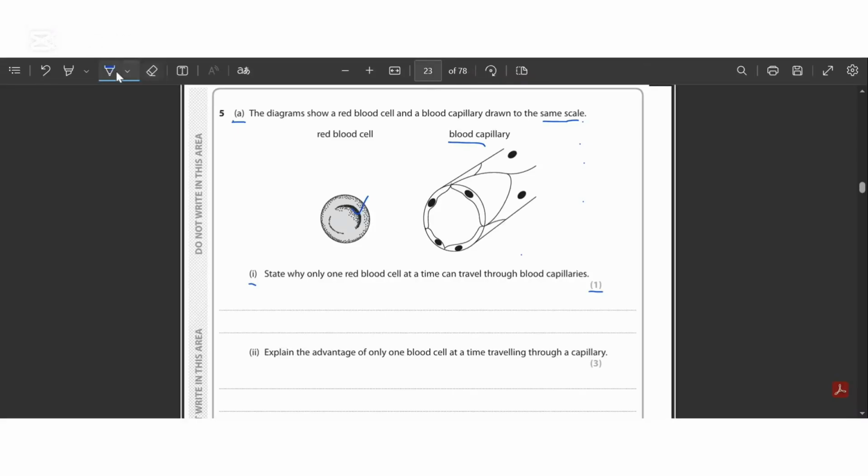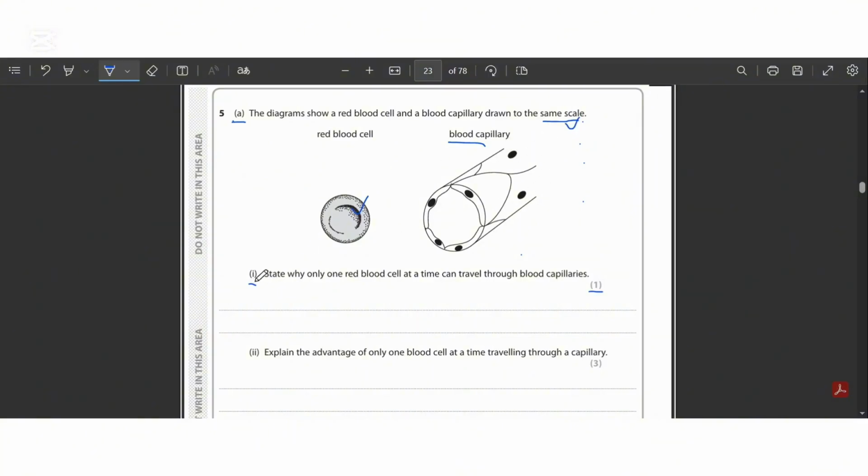This is question number 5 of the IGCSE Human Biology Sample Assessment paper, June 2019, paper 1. So the question says, part A, the diagram shows a red blood cell and a blood capillary drawn to the same scale. Since they have mentioned the same scale, the same scale means that the items being compared have a consistent ratio, proportion, or magnitude, which allows direct comparison for size or intensity or value.